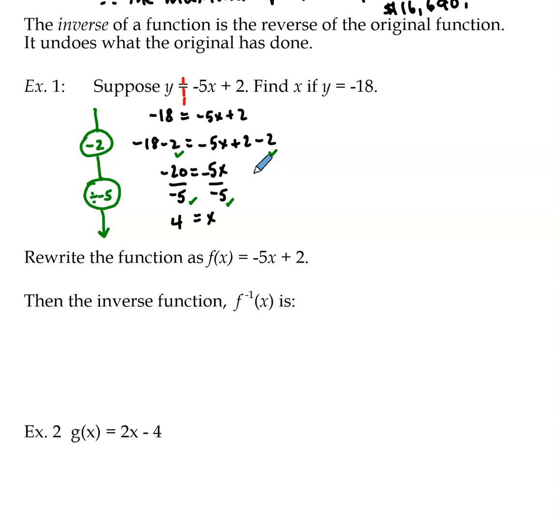Now, if we want to move in the inverse direction, what we would do is the opposite operation. So moving in the opposite direction means we would have to multiply by negative 5 and add positive 2. Let's try it.